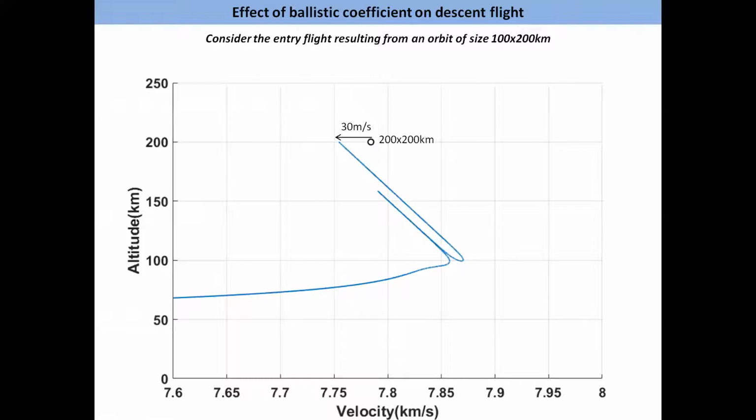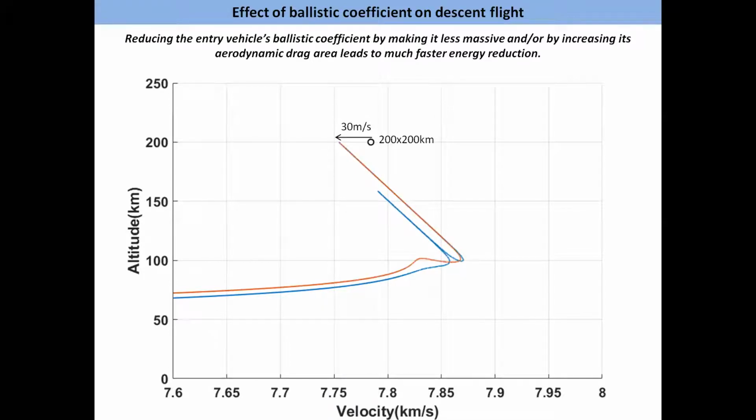Now, consider the orbit that I showed earlier, which was deboosted into a 100 by 200 kilometer orbit, and it entered the atmosphere, skipped up a little bit, and then went back down. Now, if the entering payload had a lower ballistic coefficient, that means if you increased its drag area by increasing its surface area, or if you decreased its mass, or by doing both, it would decelerate much more efficiently, and the skip up part that you saw earlier wouldn't happen. So it would decelerate much more efficiently and come back down.